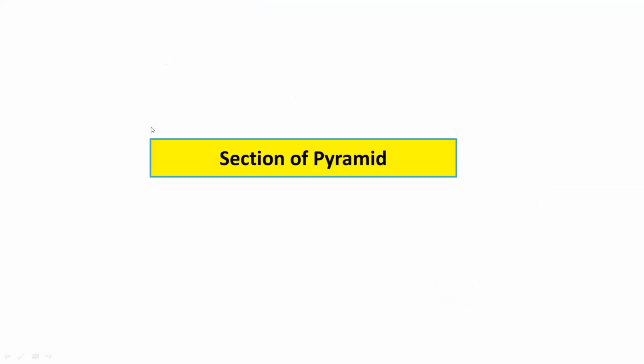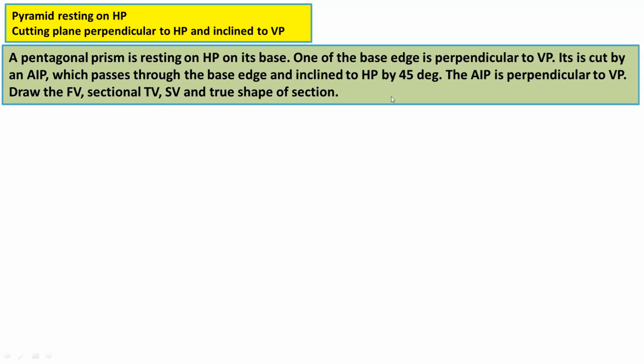So now we will see the projection or section of the pyramid. So the pyramid is resting on the HP and it is cut by a section plane which is perpendicular to VP and inclined to HP. So you can note down this problem.